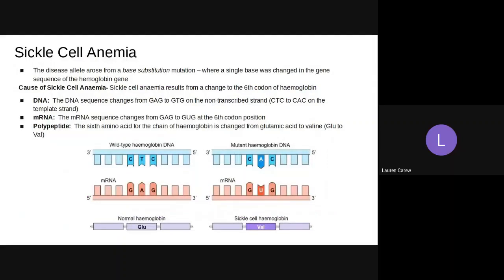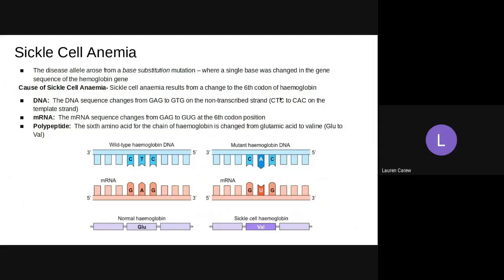Okay, so another example of a recessive, or sorry, actually this is codominant, is sickle cell anemia. So sickle cell anemia is caused by a base substitution mutation. And so what that means is that one base in the DNA of this particular gene was substituted or accidentally swapped for another. And so if we look, this has to do with the hemoglobin gene. And we know that hemoglobin is a protein that we find in our red blood cells that helps us to carry oxygen in our red blood cells.